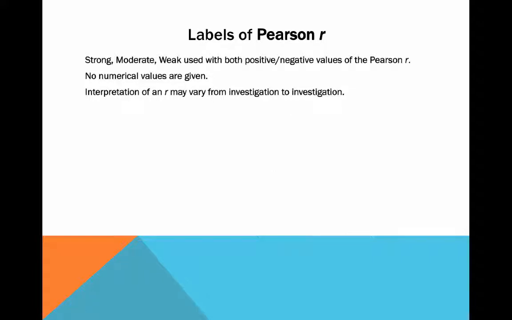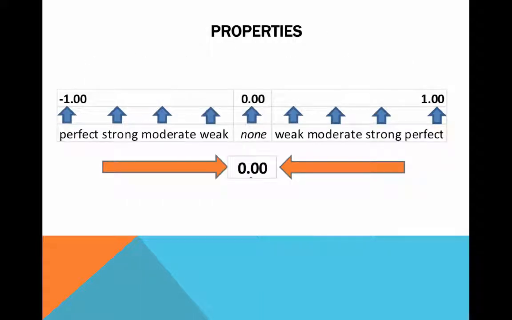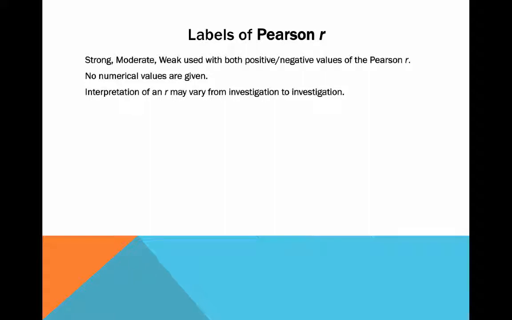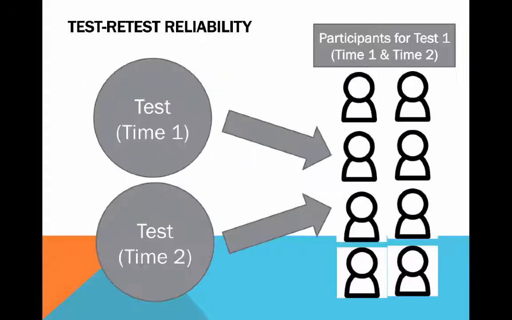Okay, labels of Pearson's r. Strong, moderate, weak, just like in this graph right here, are used with both positive and negative values of Pearson's r. We're not looking at numerical values. Interpretation of an r may vary from investigation to investigation. Depending on the person, someone might say something is moderate, somebody else might say that's more weak than moderate. So it has a little bit of variation there.